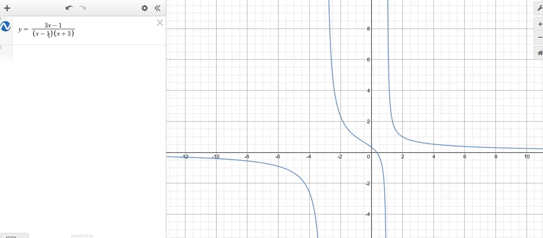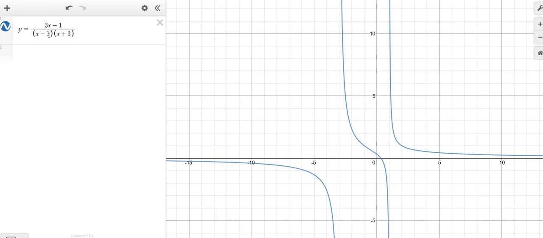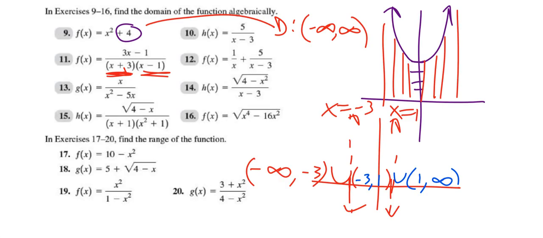So, I would definitely take a look at the picture because the picture gives me a lot more information. But, yes, I need to see the picture in order to be able to find the domain of those 3 sections.